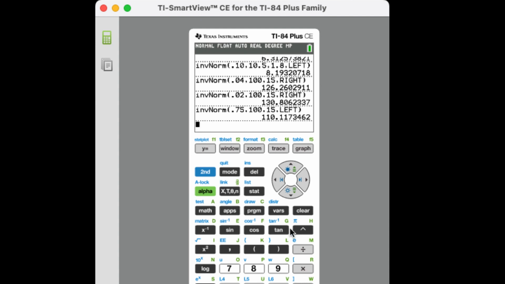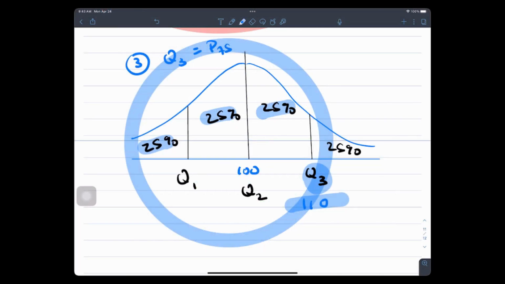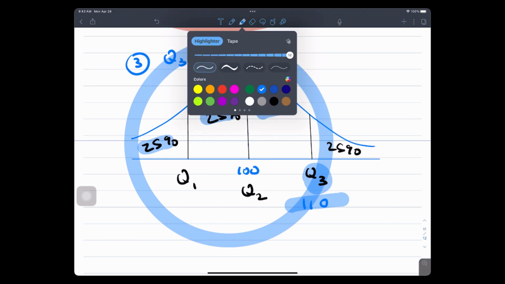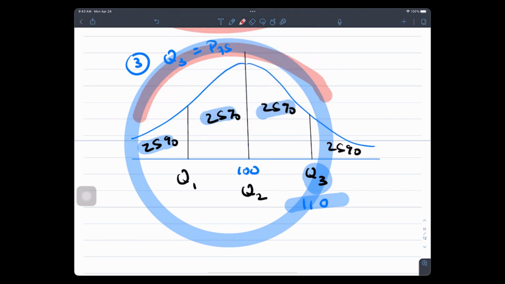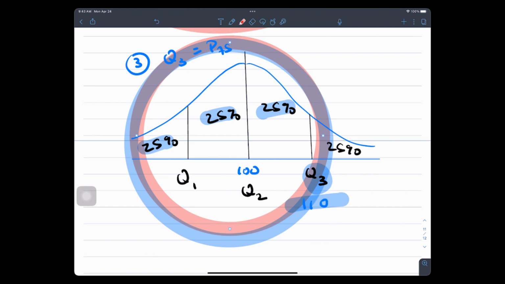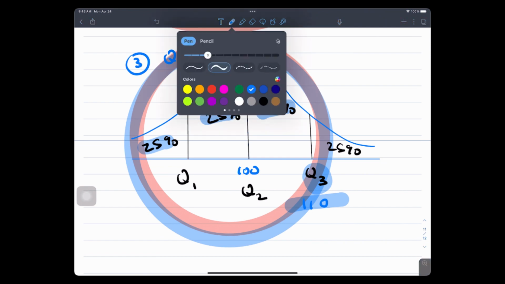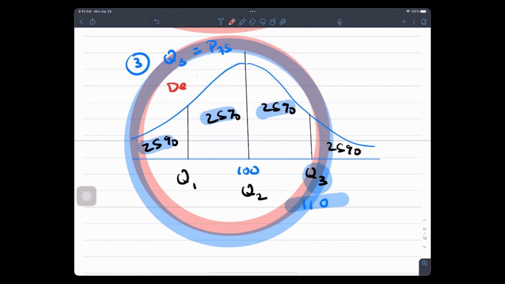And what number is this? What's this to the nearest tenth? Is that 110? So, ladies and gentlemen, there you go, 110. Now, if you said to me, what if I want to use the default here? Well, that would be the same. Is that true? Because it's area to the left of that value. So it's also the same thing here. So that's number 3.